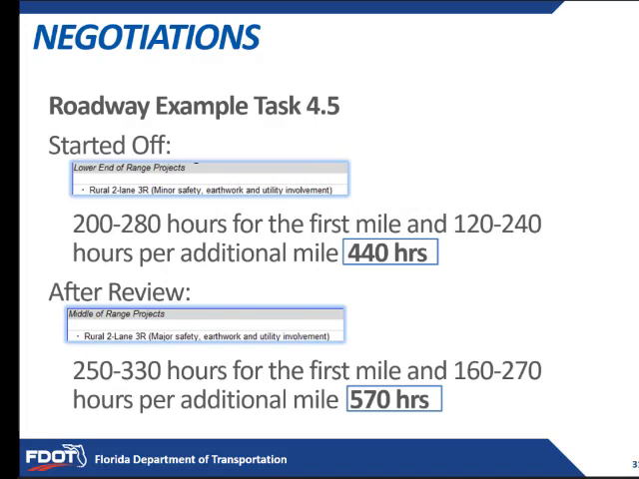So as we negotiate, we started off on the low end. So 200 to 280 hours for the first mile, and then 120 to 240 hours for additional miles. That gives us around 440 hours. But after our review and getting familiar with the project, we now realize that we're in a range that's a little bit higher, which is 250 hours to 330 hours for the first mile, and 160 to 270 hours per additional mile. So again, what seems like a straightforward project, after we go out and review it, has turned into a project that will be more involved.